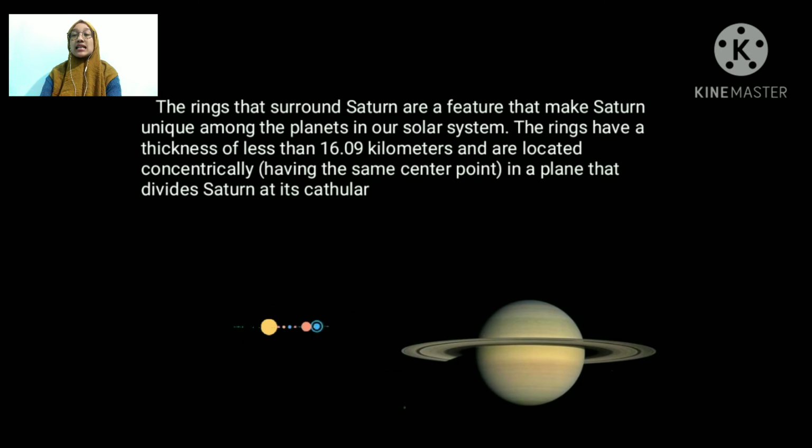The rings that surround Saturn are a feature that makes Saturn unique among the planets in our solar system. The rings have a thickness of less than 16.09 kilometers and are located concentrically, having the same center point, in a plane that divides Saturn at its equator.